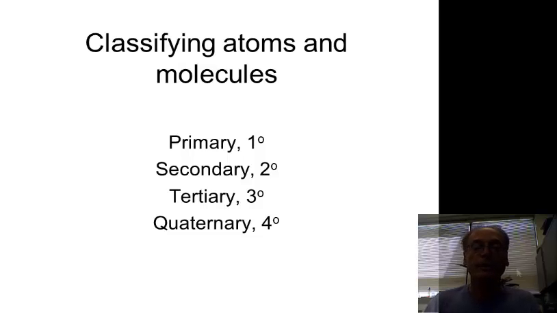Hello. This video on demand will talk about classifying atoms within a molecule and then basically classifying the whole molecule based on the classification of certain atoms within the molecule. Now there are four basic classifications as listed here: primary, secondary, tertiary, and quaternary. Primary is sometimes symbolized as 1 degree, but it's pronounced primary, 2 degree, secondary, and so on.